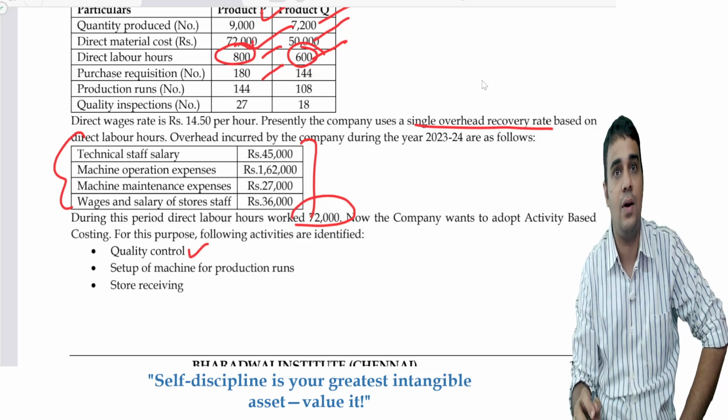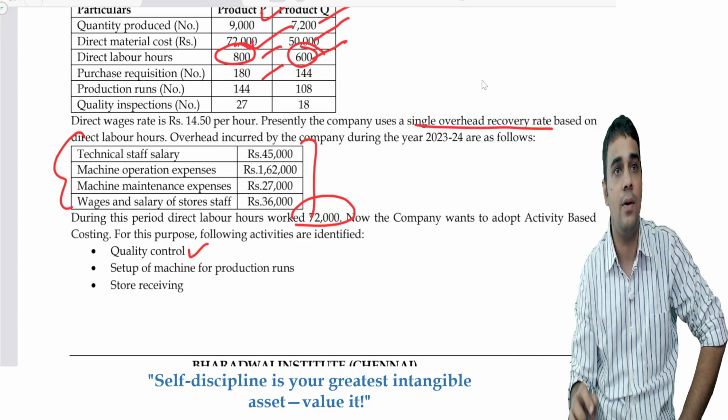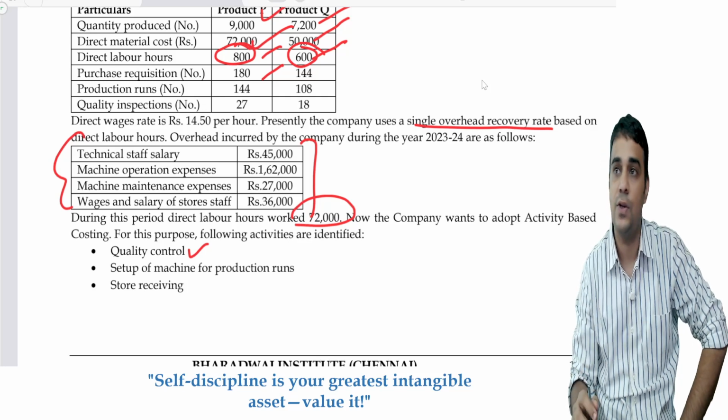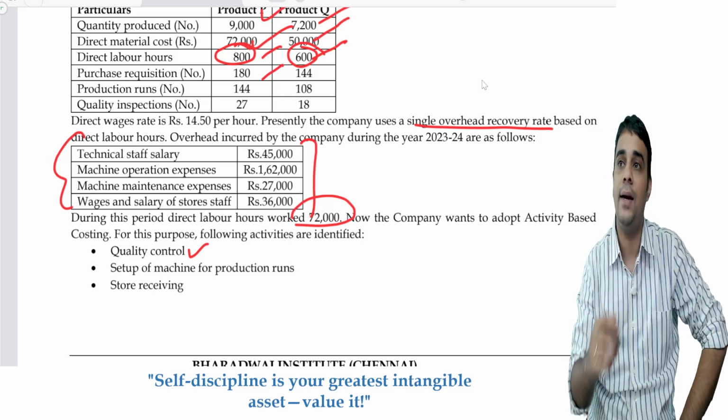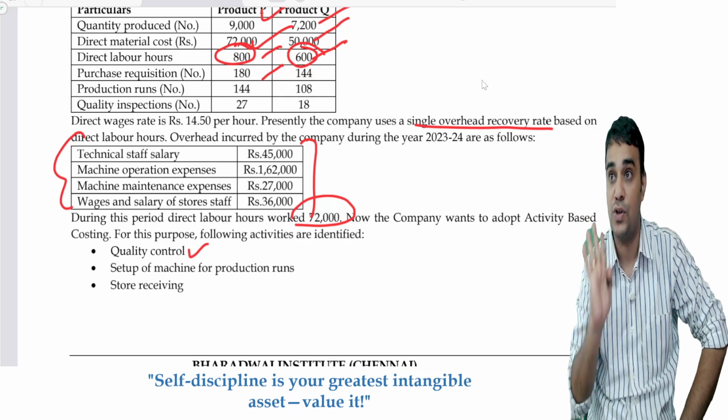They have given a cost called technical staff salary, a cost called machine operation, a cost called machine maintenance, and wages and salaries of store staff. So the activity should have been technical activity, machine operation activity, machine maintenance activity. Then I can do it directly, because in the last question, 3 activities, the cost was given directly.